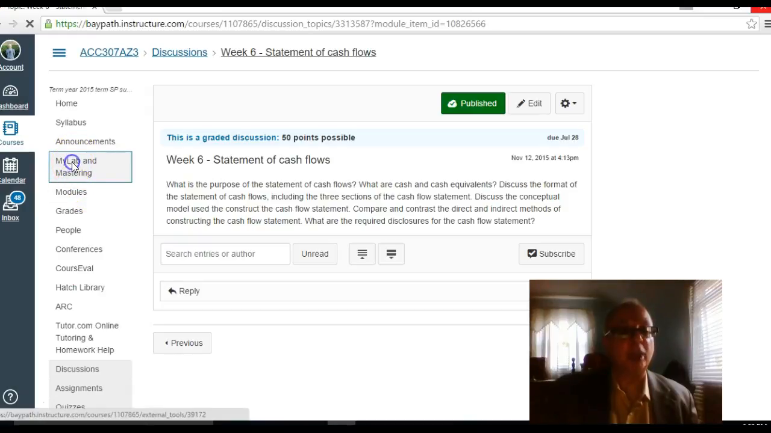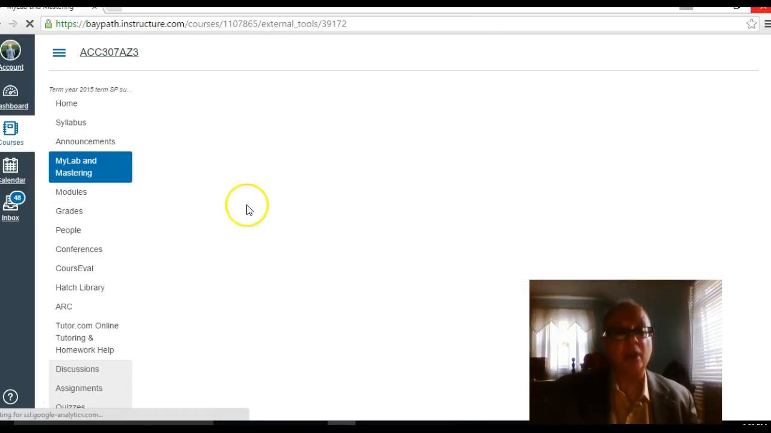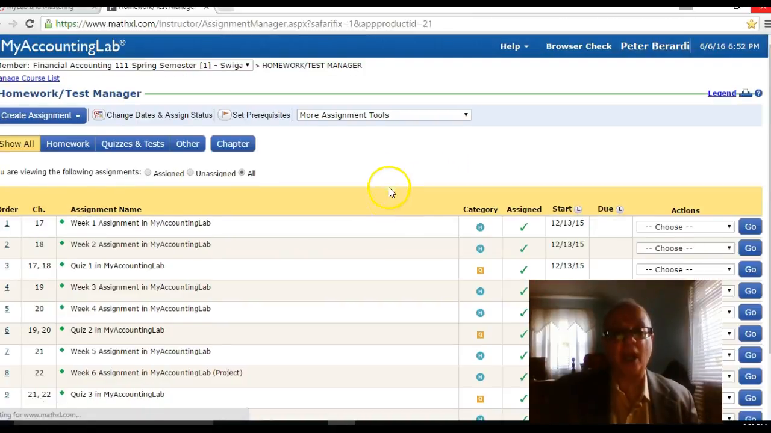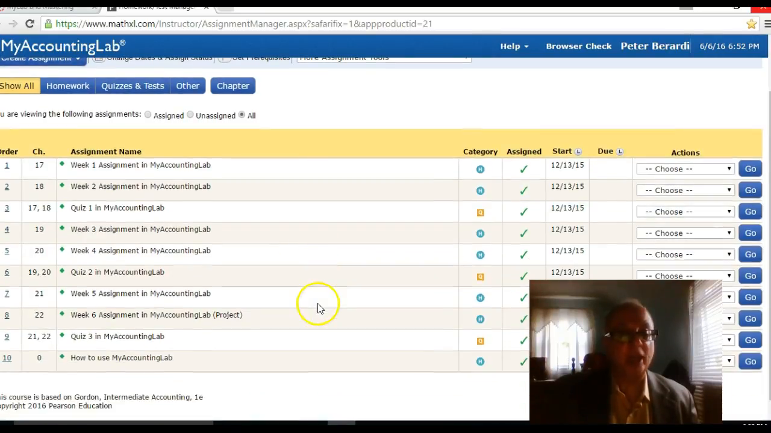Again, you'll be doing homework in these MyLab tabs, and essentially there's a lot of work here in a very short period of time, so I suggest you get a good head start and complete your assignments weekly on time.